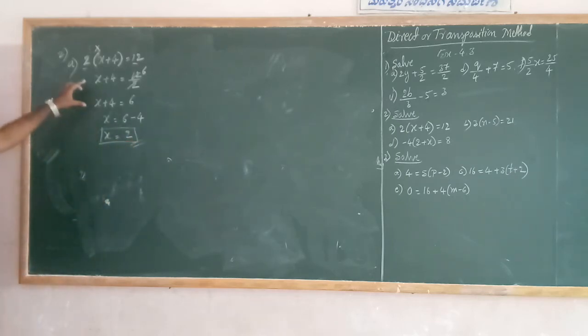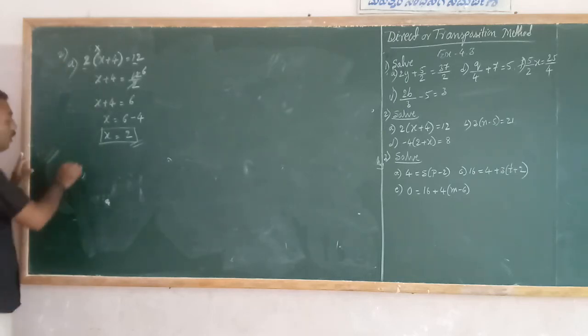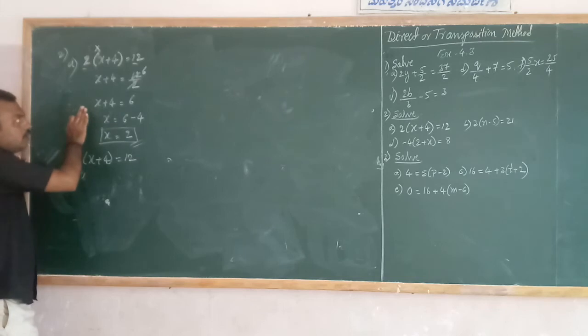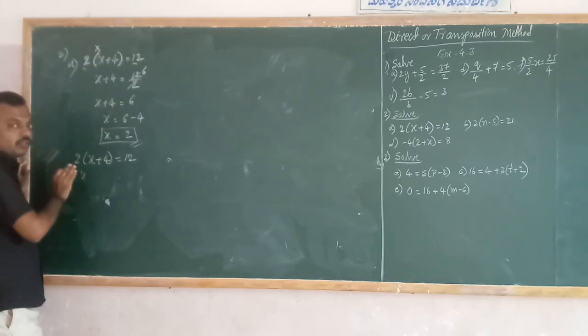This is one method of solving linear equations. For questions like these, I will now solve using another method, an alternative method. 2 into x plus 4 is equal to 12. You can choose either one. If this one is easy, you have to follow these steps only. Otherwise I will show this question another way now.